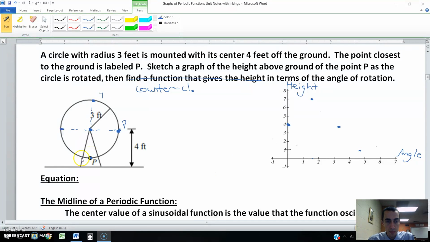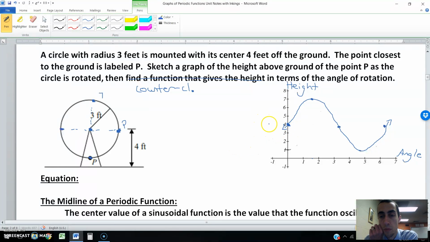Next, we're going to get up to this point right here. Now this point would be an angle of 2 pi, because we've done a full spin around the circle. At 2 pi, about 6.28, we are back up to a height of 4 feet. So connecting these points, we have a sinusoidal graph. And of course, we continue on in both directions.